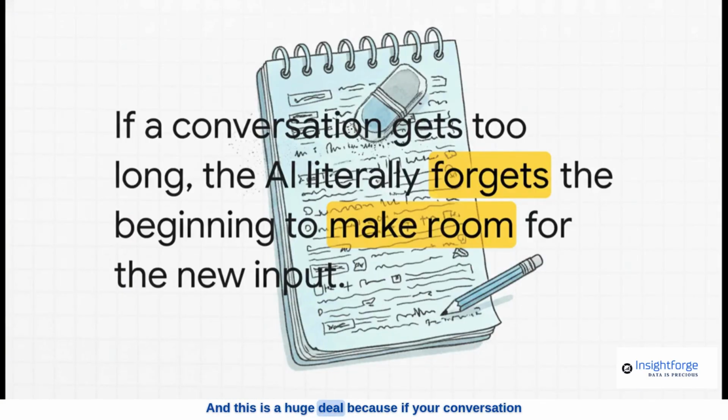And this is a huge deal, because if your conversation gets too long and runs out of space, the AI doesn't summarize the old stuff. Nope, it just erases the earliest parts of the chat to make room. This is exactly why it can seem to forget what you talked about 10 minutes ago. It literally ran out of paper.